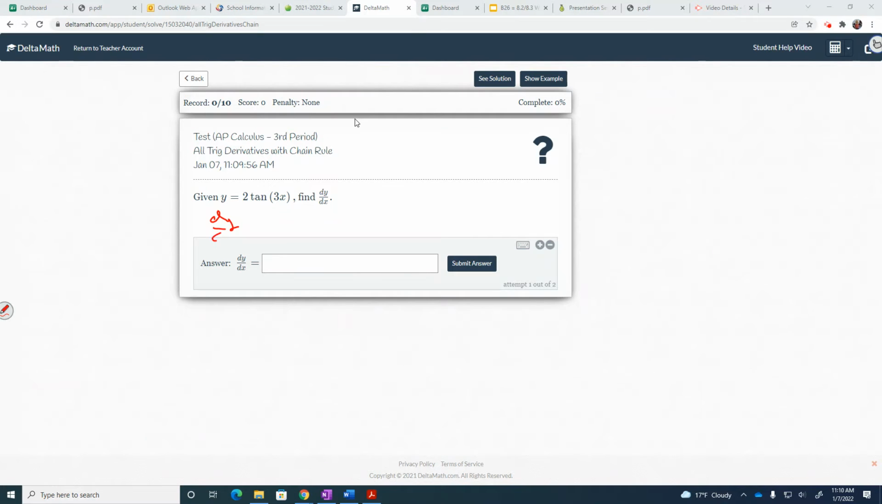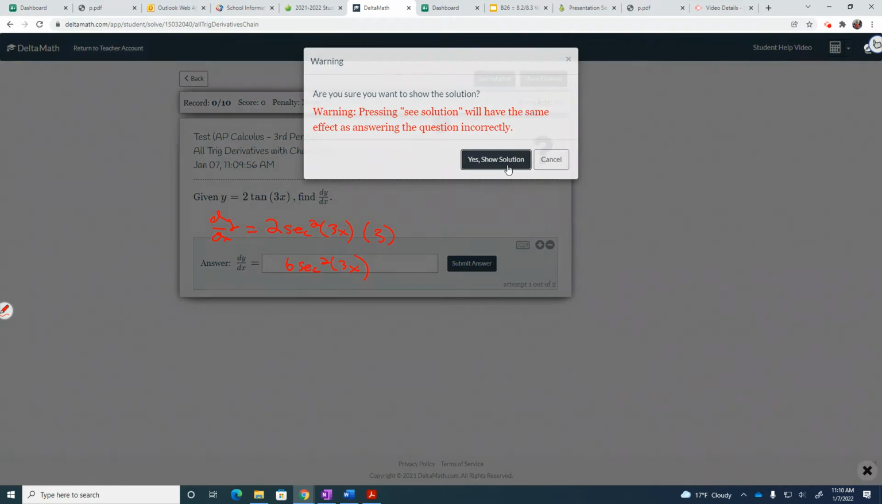So dy dx will be a secant squared of 3x. And remember with the chain rule, you have to then multiply by the derivative of the inside, right? So this one would become 6 secant squared of 3x. If you know these, it should go really quick. 10 of them should be no problem.